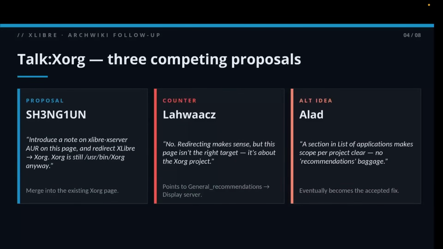So since then, there have been a couple of follow-ups. There were follow-up discussions that happened on there. And from Shogun, one of them was to introduce a note on the XLibre server AUR page and redirect it, which seems fair, to merge that into the existing page. The counter was, no, redirecting it makes sense, but the page isn't the right target. It's about the Xorg project. Okay, so instead of pointing to the general recommendations of display servers. Of course, the other idea was a section in the list of applications, make scope per project clear, no recommendations, baggage.